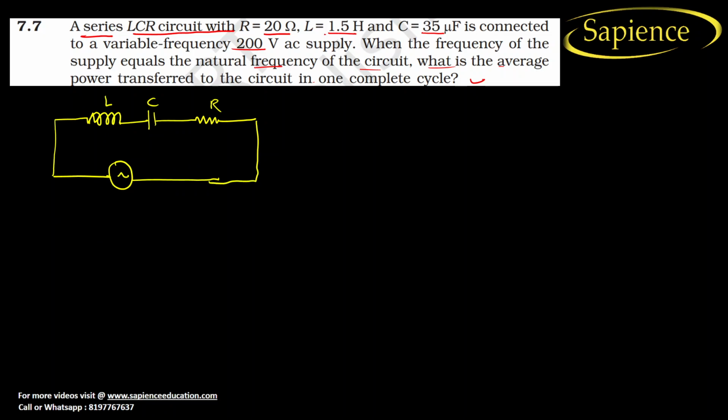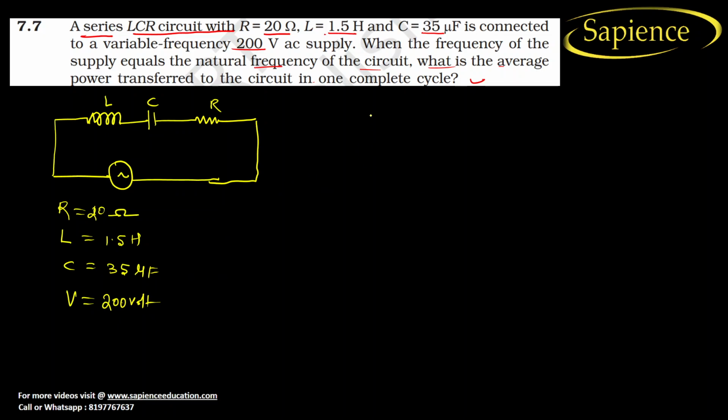So let's put the data whatever they have written. They have given R equal to 20 ohm, L equal to 1.5 Henry, and the capacitance C equal to 35 microfarad, connected to a variable frequency voltage, that is the voltage they have given you, your V RMS, 200 volt, right? When the frequency of the supply is equal to the natural frequency of the circuit, what is the average power transfer, right?